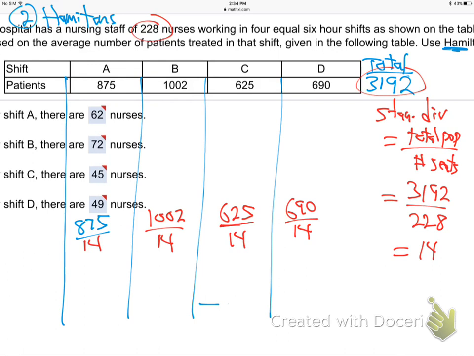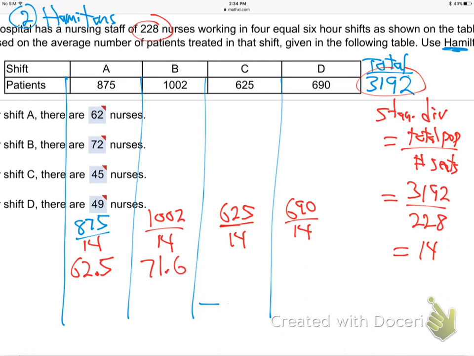All right, so let's crank these out. And then you round them all down, right? And give the extra seats. You round them down, add them up, give the extra seats to the highest decimals. That's Hamilton. Just want to make sure you remember Hamilton.